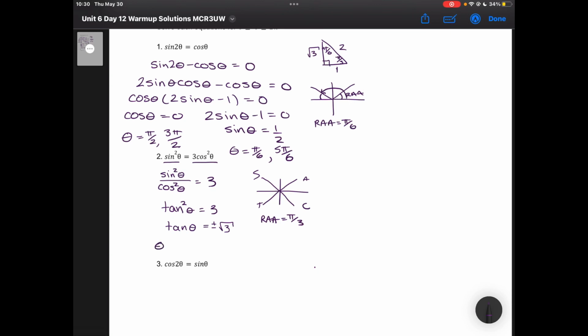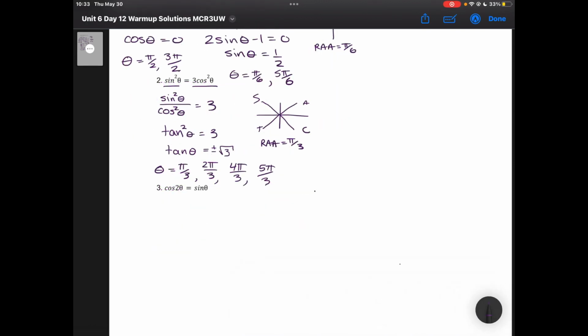And so then my solutions are going around. I've got pi over 3. I've got 2 pi over 3. I've got 4 pi over 3. And then I've got 5 pi over 3.